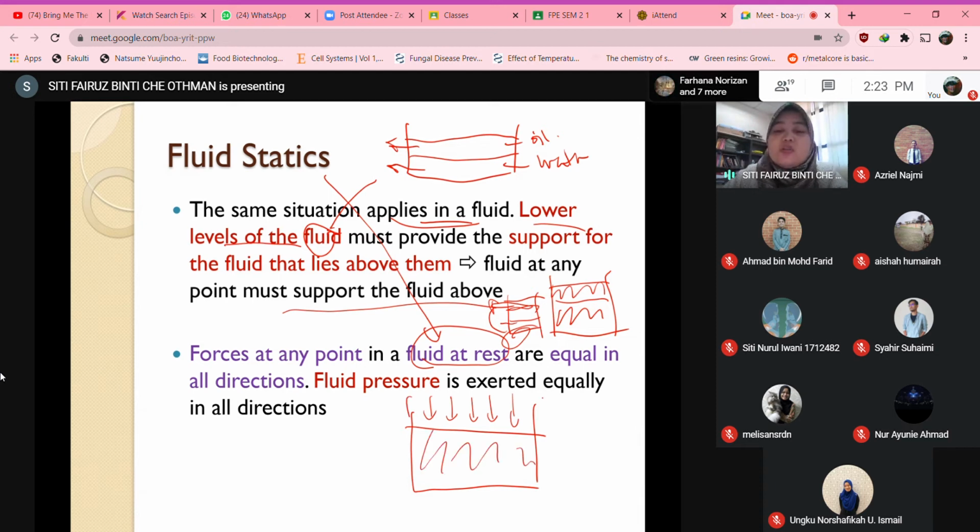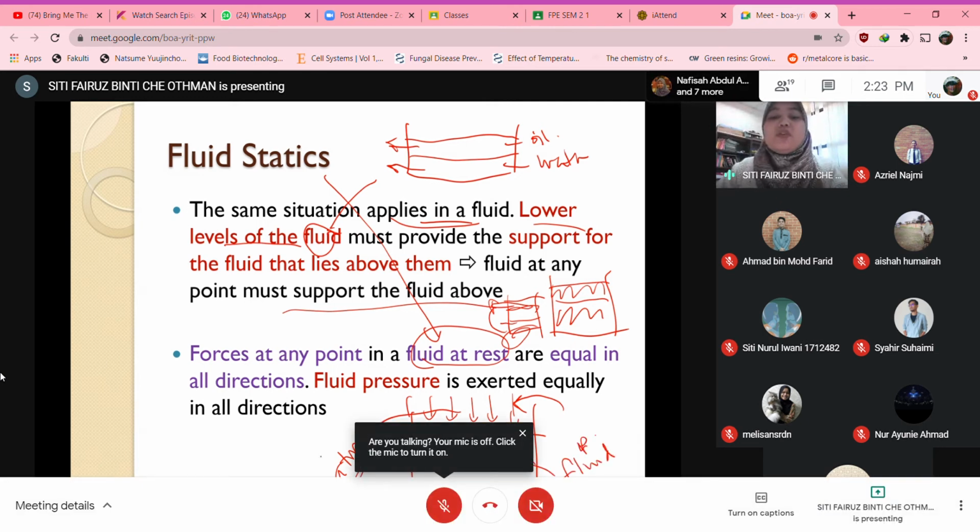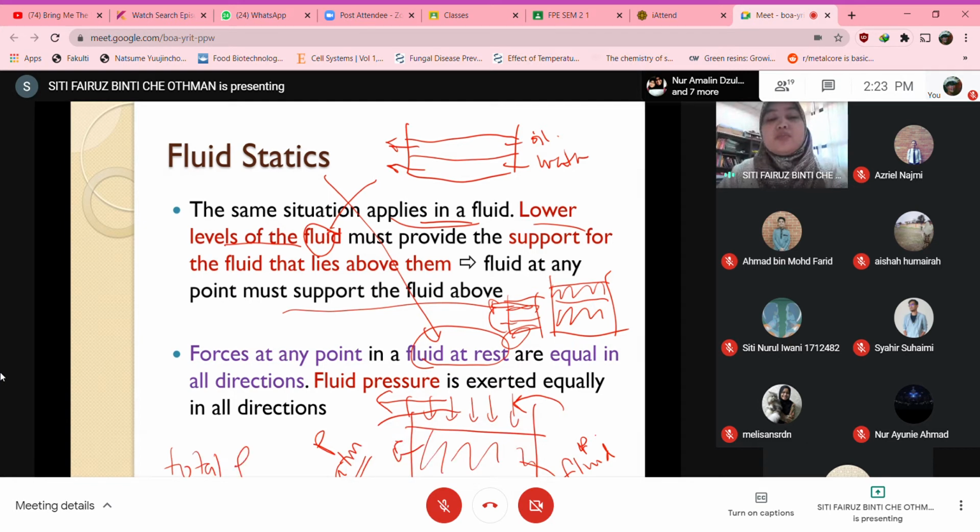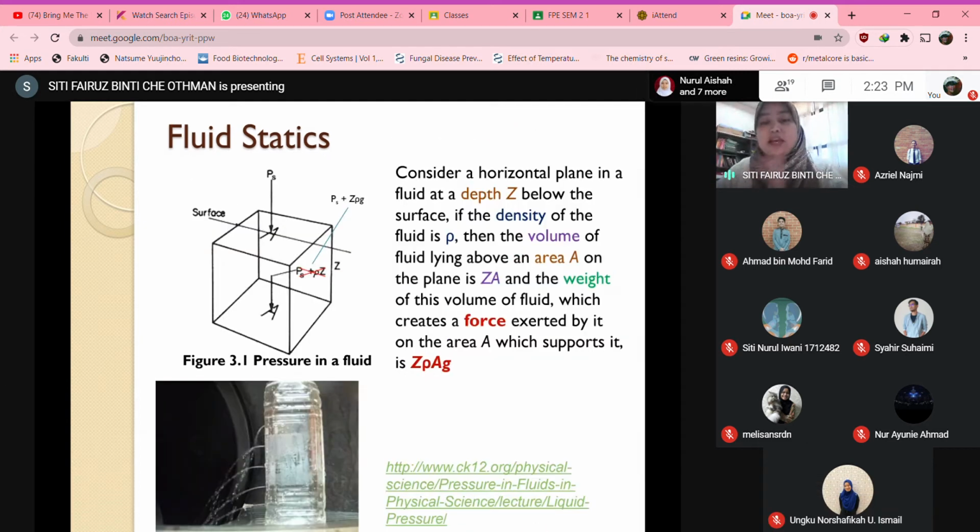So you also need to consider the pressure outside of this particular liquid as well. Usually this is called the atmospheric pressure. ATM, atmospheric pressure. This is the pressure of the fluid. All of these you need to calculate, so you get the total pressure value. Later I'll show you.